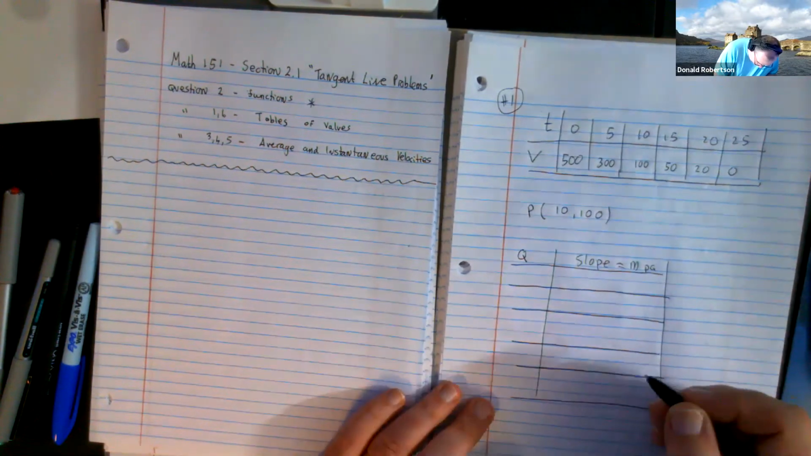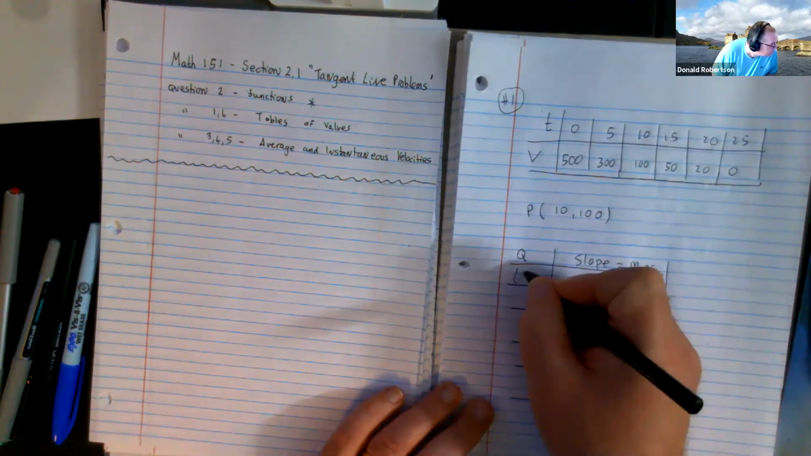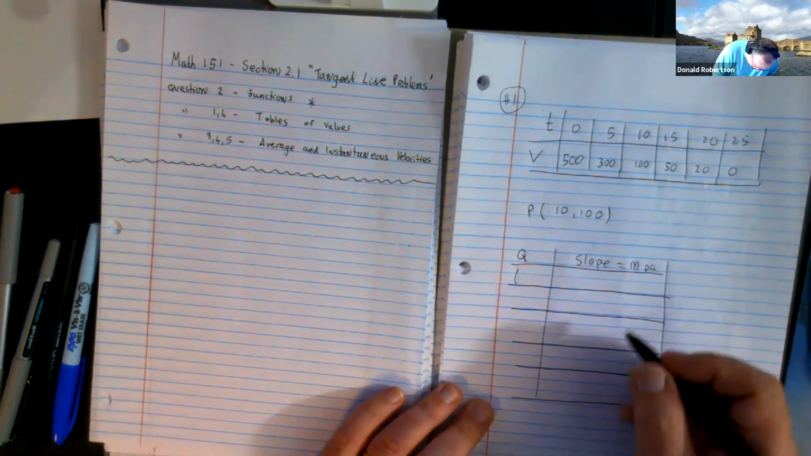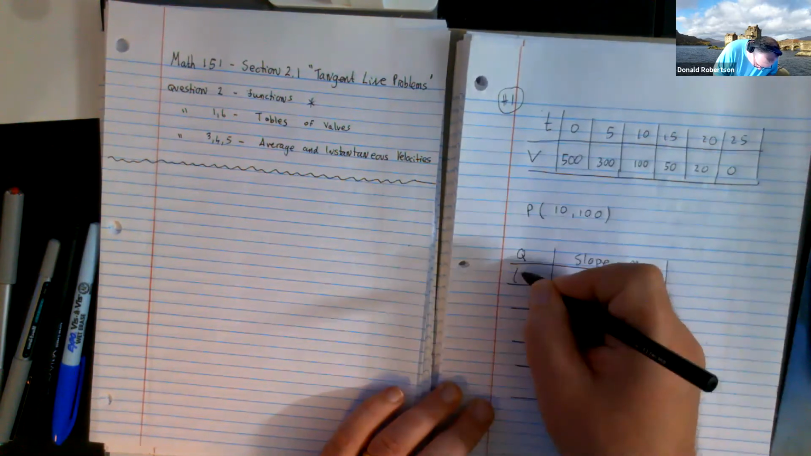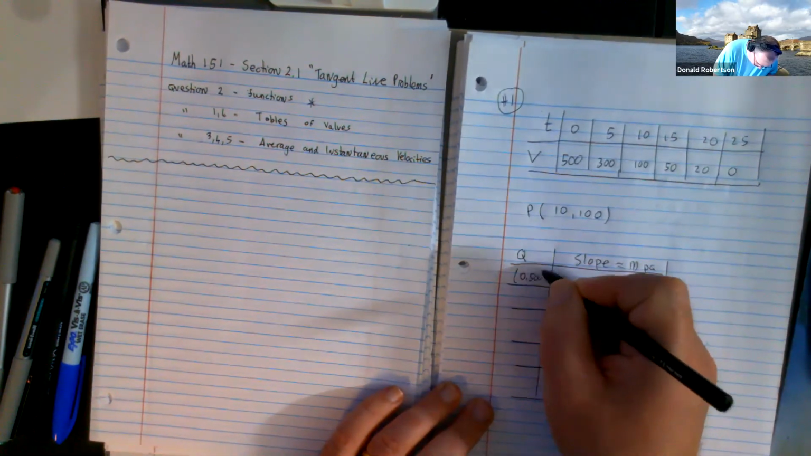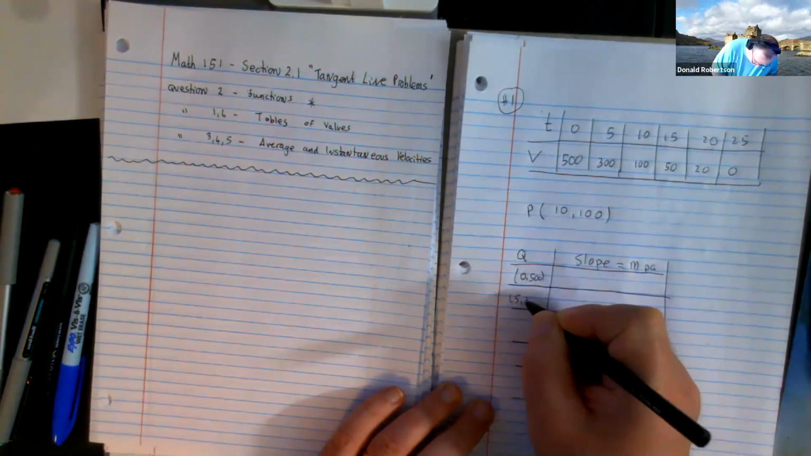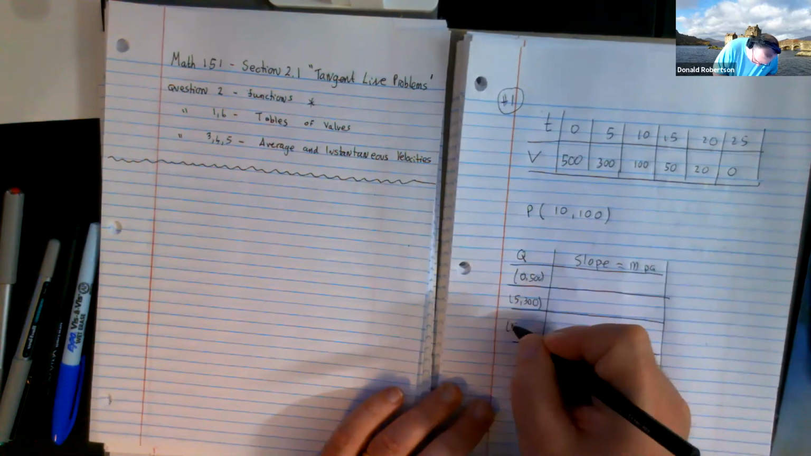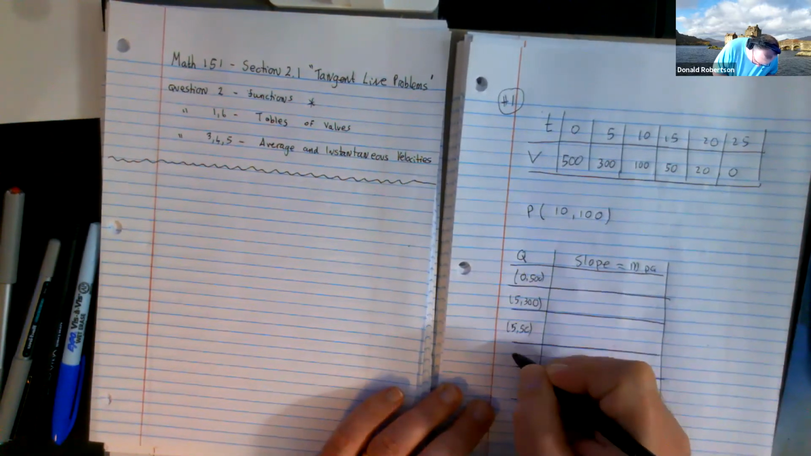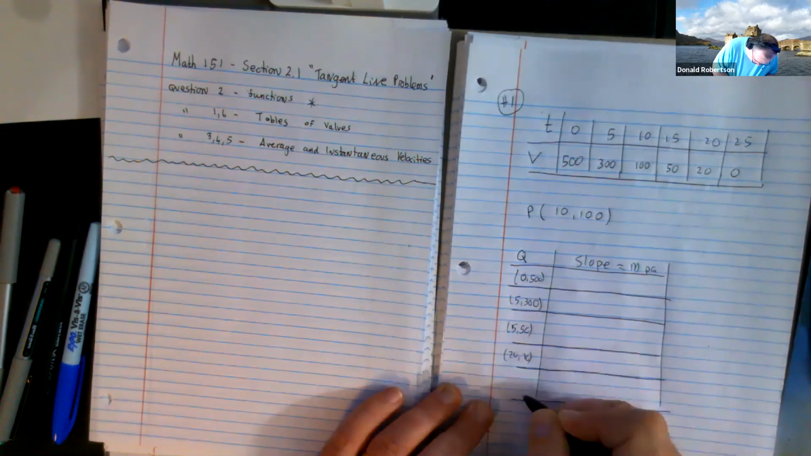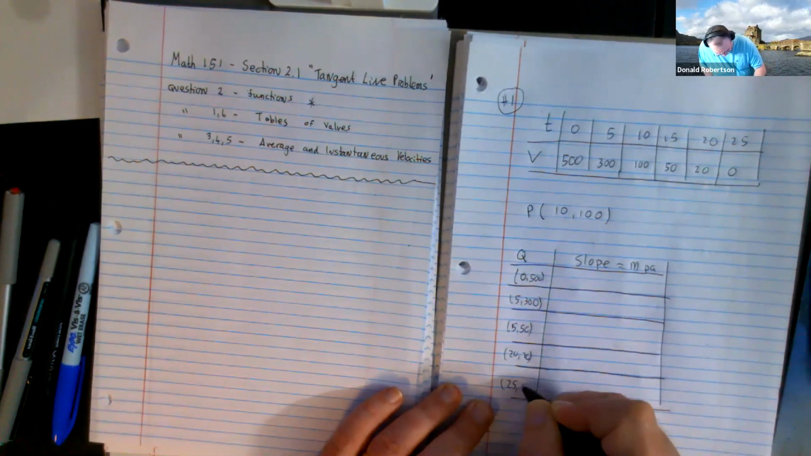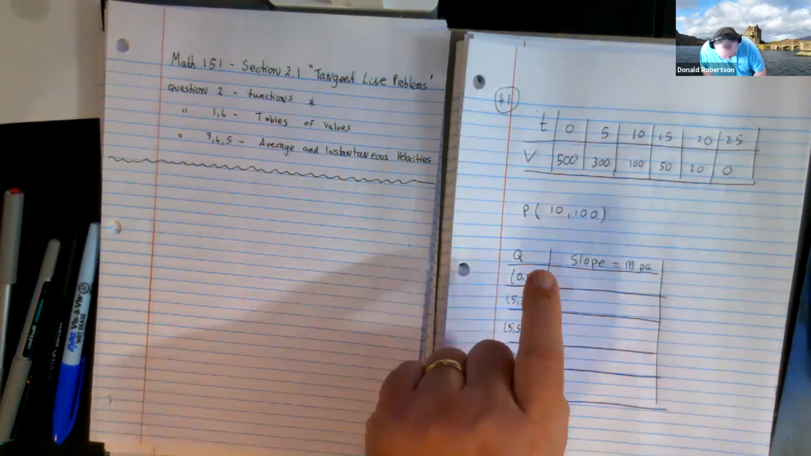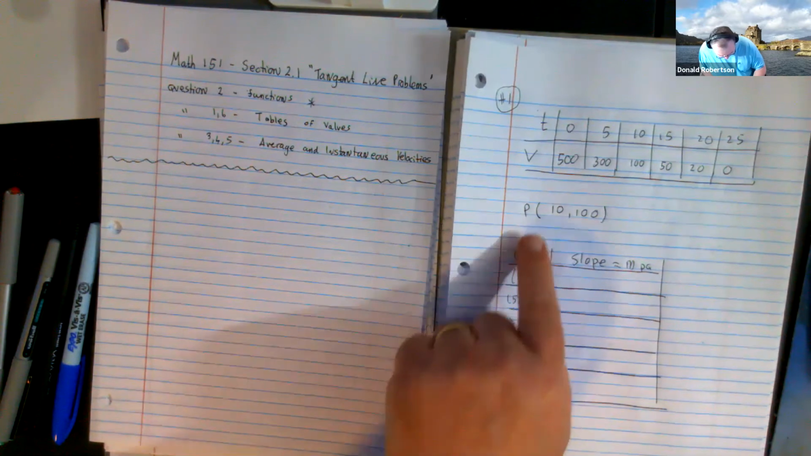So we are going to, let's see, what do I want? We're going to do at 0, 500, at 5, 300. We don't do 10. We'll do 15, 50. We'll do 20, 20. And we'll do 25, 0. And for each one of these Qs, there's 5 of them at least in my table, we are going to find the slope from this P to whatever that Q is.